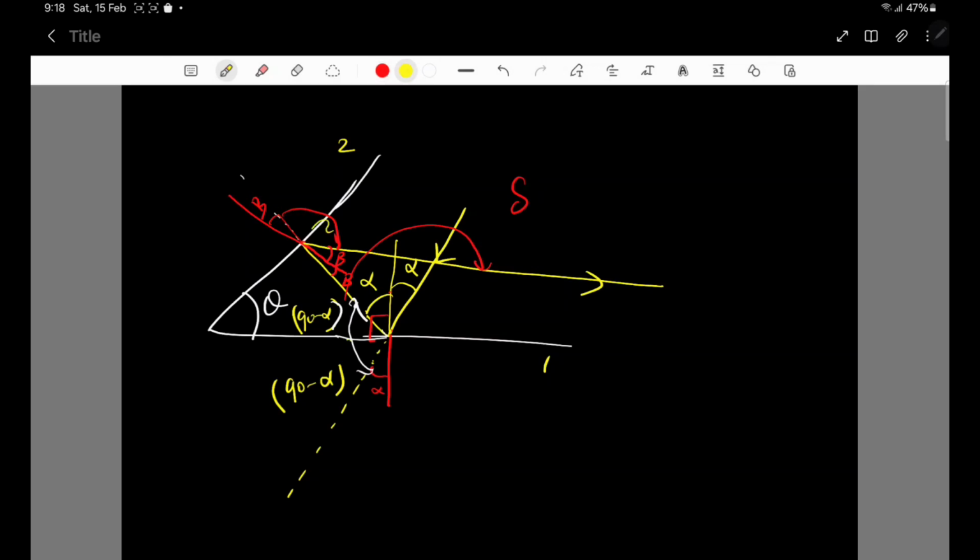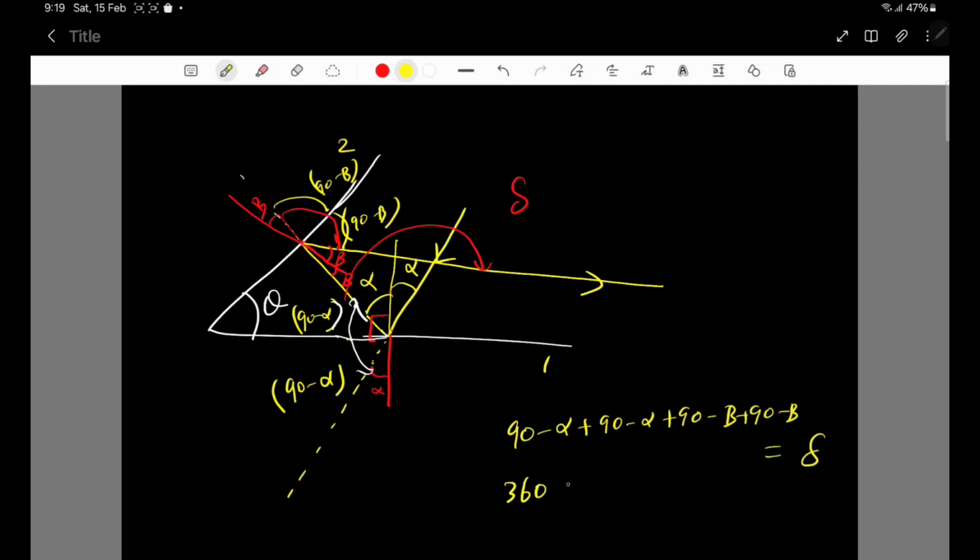If this is beta, then this should be 90 minus beta, and it is also 90 minus beta. So if I add this 90 minus beta, I will be getting the deviation angle 2 also. The total deviation angle is nothing but 90 minus alpha plus 90 minus alpha plus 90 minus beta plus 90 minus beta. I can say that it is 360 minus 2 alpha minus 2 beta, which is equal to the total deviation angle. I can write this.